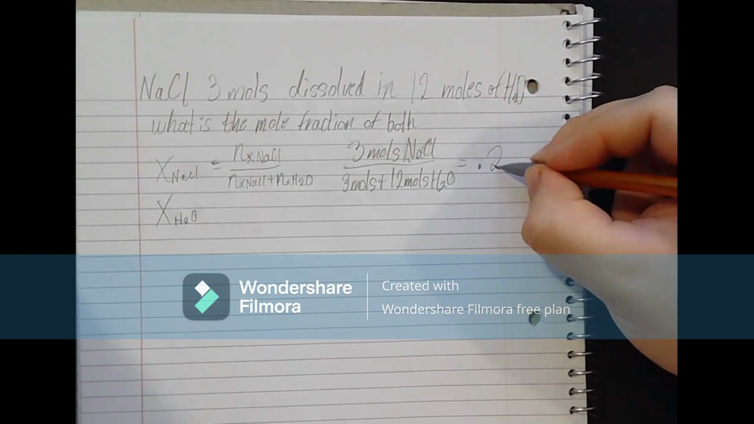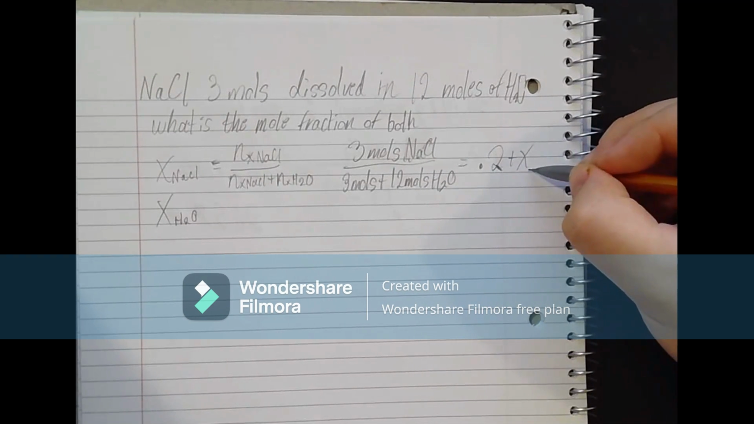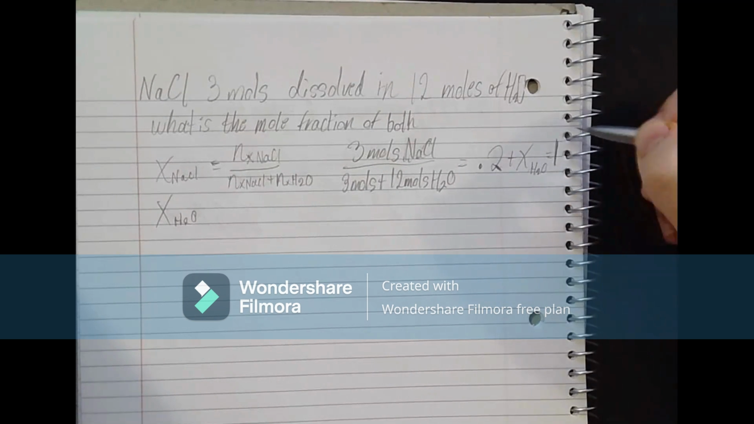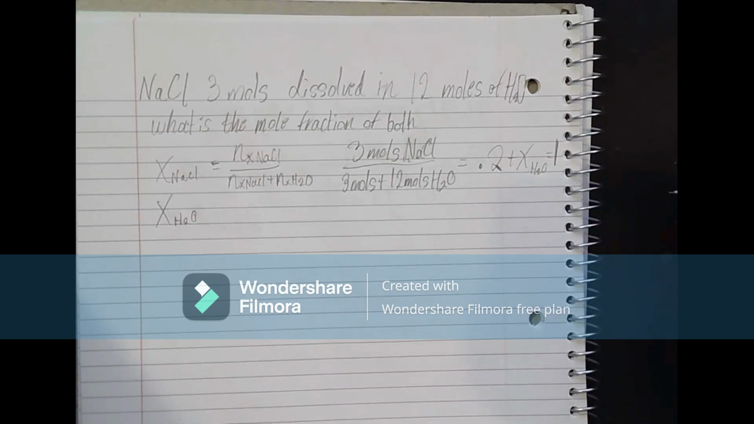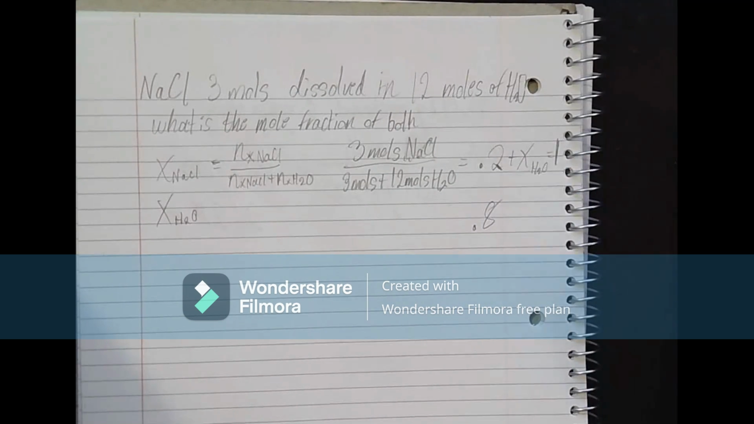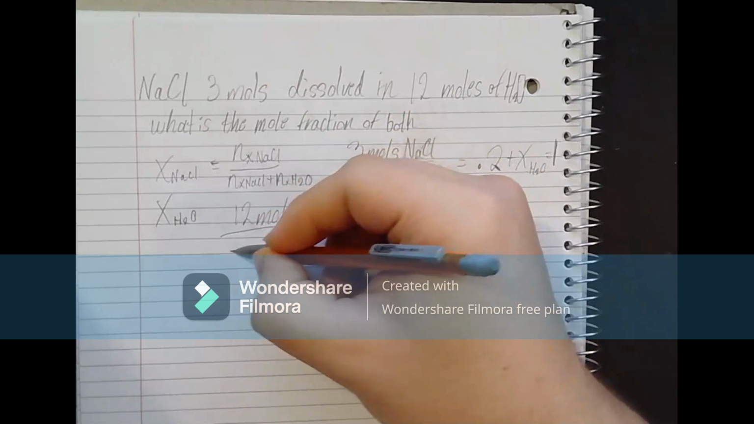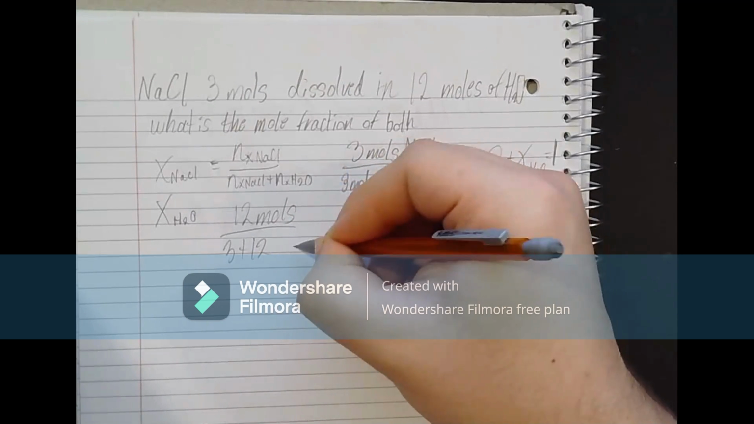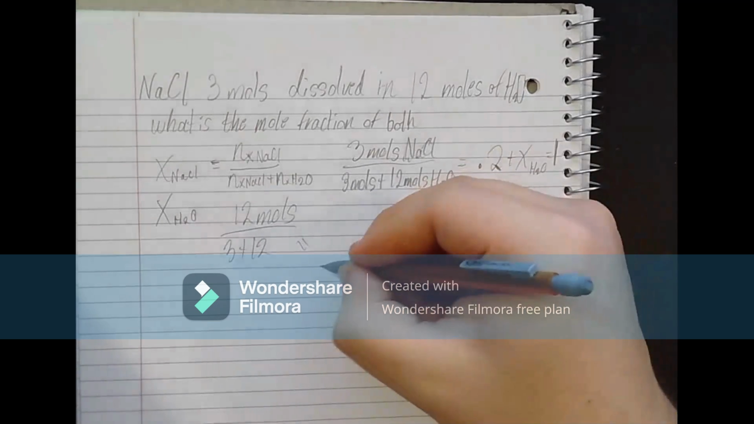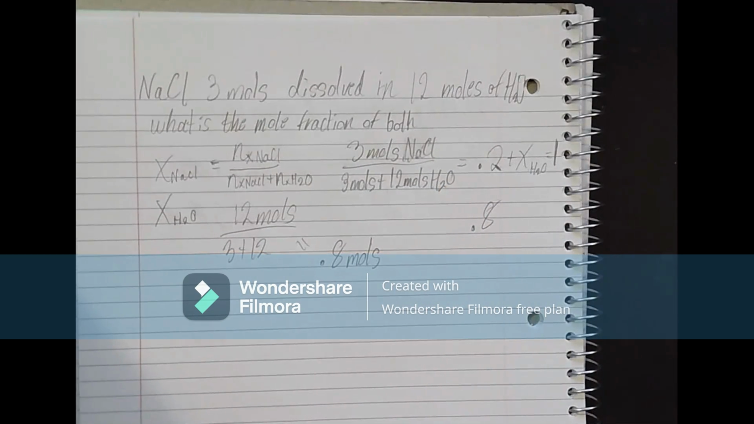Meanwhile, we know that this 0.2 will add up with our second substance, H2O, to equal 1. So we can automatically assume that our mole fraction for water will be 0.8. But just to run it through, we'll do the equation real quick. 12 moles divided by 3 plus 12 equals 12 divided by 15, exactly 0.8. Now in this next problem, we'll try something a little harder.